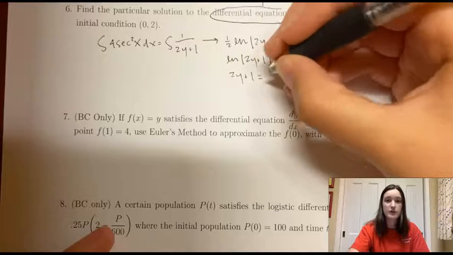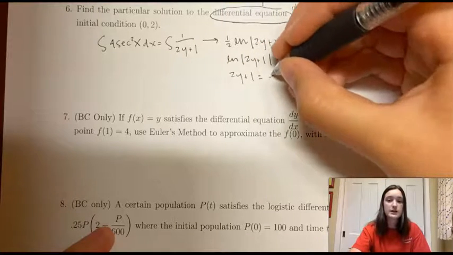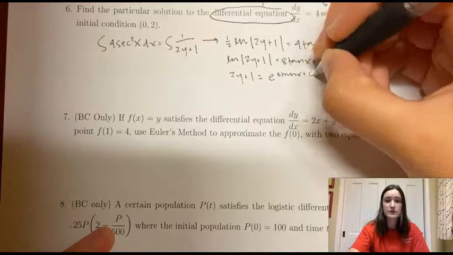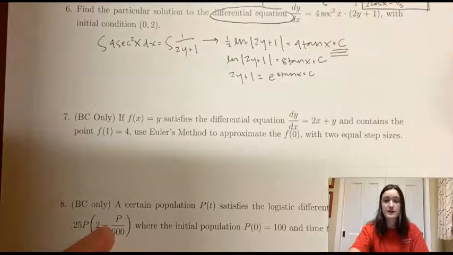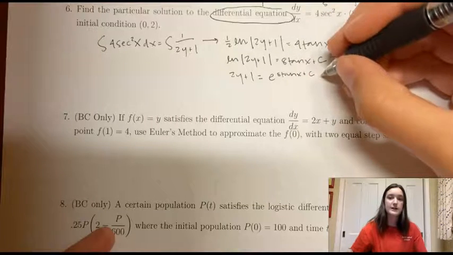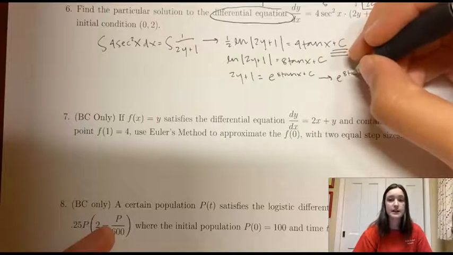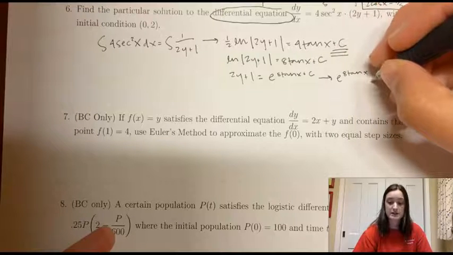And then when you do it on the other side, you're going to have e to the 8 tan x plus c. And there's an exponent rule that tells us that when you have an exponent that has addition in it, you can actually split it into two different exponents that are multiplied by each other. So that's what we're going to do here. We're going to take that e to the 8 tan x plus c and write it out as e to the 8 tan x times e to the c.